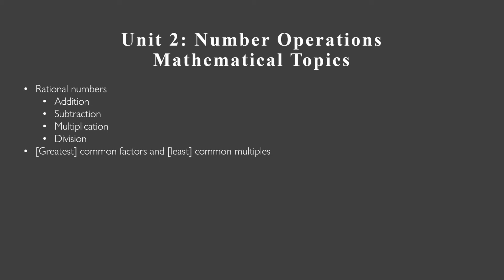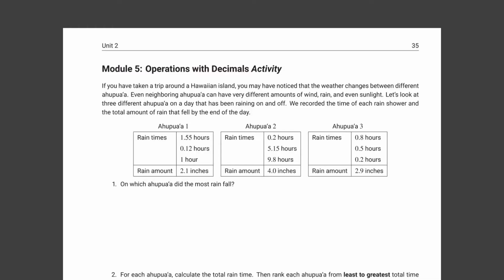Just like in Unit 1, the standards here are all from the Common Core domain of the number system. Unlike Unit 1, which is mostly about ways to represent rational numbers, the standards in Unit 2 mainly focus on adding, subtracting, multiplying, and dividing positive and negative fractions and decimals. In order to use these number operations effectively, we also need to be able to use common factors and common multiples. The Unit 2 activity that we'll be reviewing for this video is the Module 5 Operations with Decimals activity.